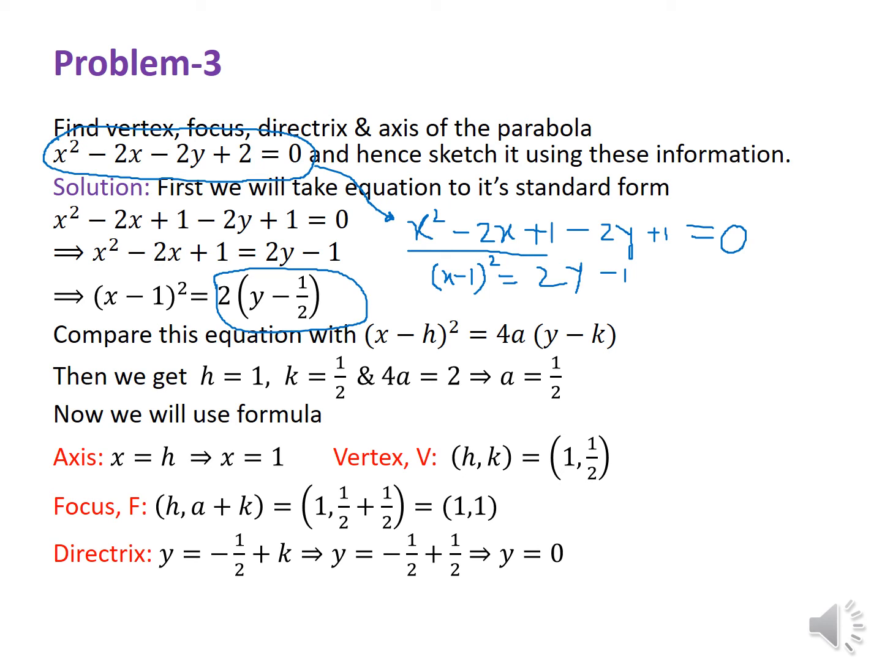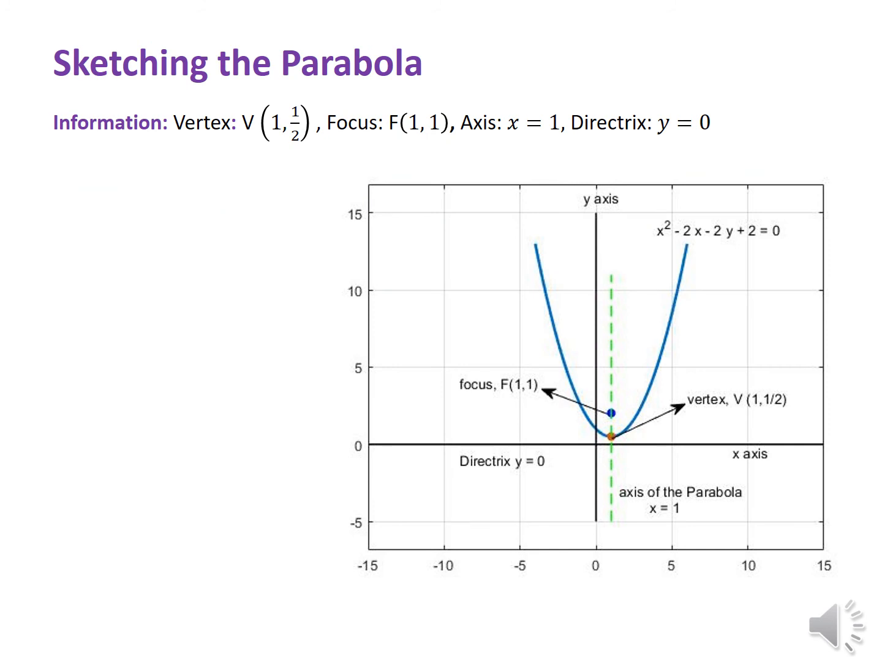Now we can compare this equation with (x − a)² = 4a(y − k). So after the comparison we will get h equal to 1, k equal to 1/2, and 4a equal to 2, which will give a equal to 1/2. Now using the formula we have the values for axis, vertex, focus and directrix, and using this information we will sketch this parabola. So here we have the information for vertex, focus, axis and directrix.